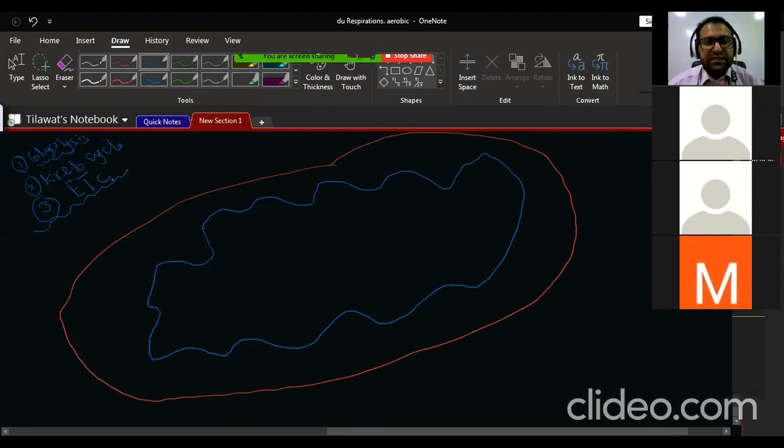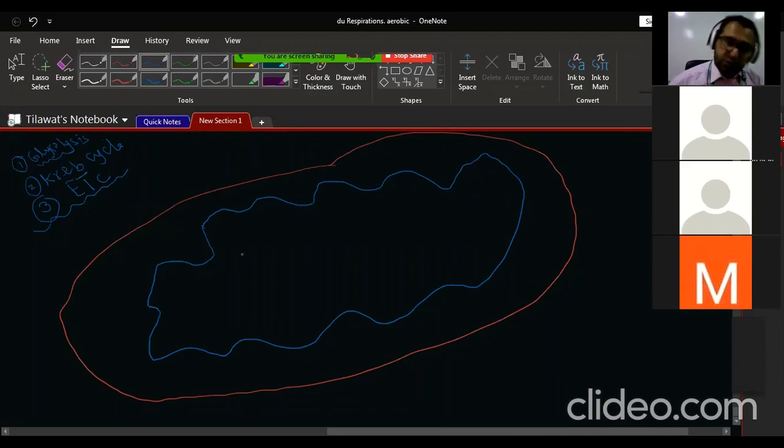I give you this as homework: where will glycolysis take place, where will the Krebs cycle take place, and where will the electron transport chain take place? So where will the process of glycolysis take place? In the cytoplasm of the cell. Very good. What is your name? Rayan. Good. Where will the Krebs cycle take place? In the matrix of the mitochondria. Good. And where will the electron transport chain take place? In the foldings of the matrix and the inner membrane. Very good.